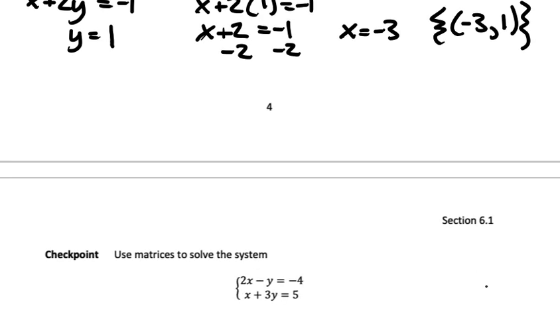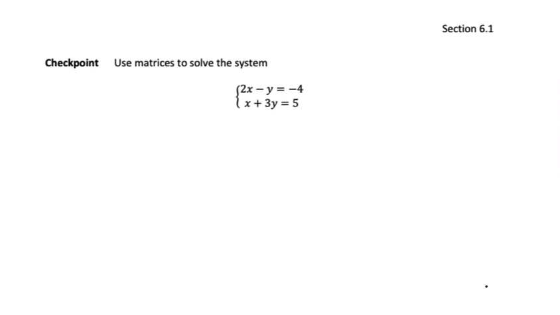So now you should try this checkpoint problem. Do this in your notes, check your answer, and then move on to the homework for this section.